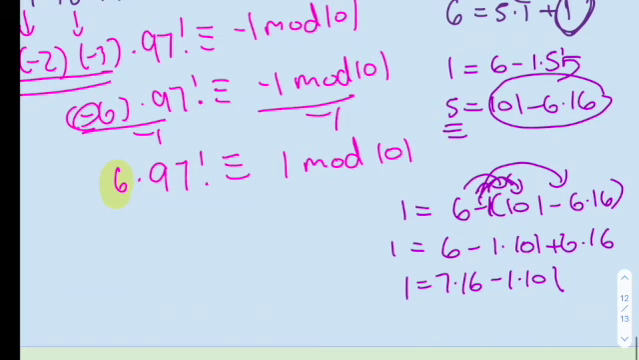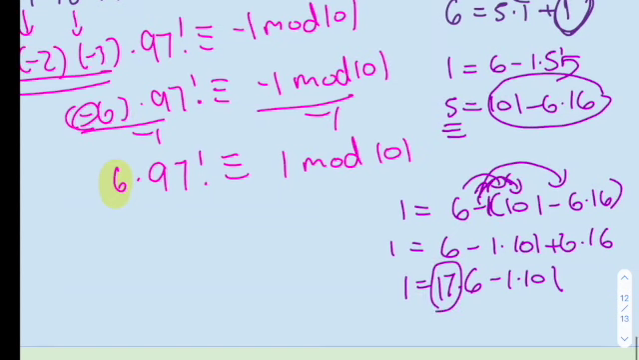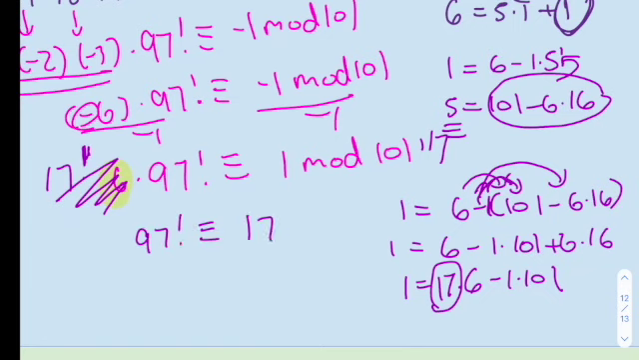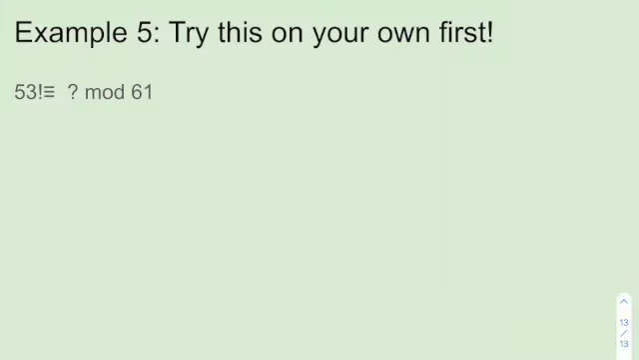So the number in front of the 6 should be 17 times 6. Yep. So the number in front of it is 17, so we just multiply by 17, and this becomes a 1, and then we have 97 factorial is congruent to 17 mod 101, and that's our answer. Now we are moving on to example 5. So I want you guys to try this on your own first, and we'll come back in a minute.